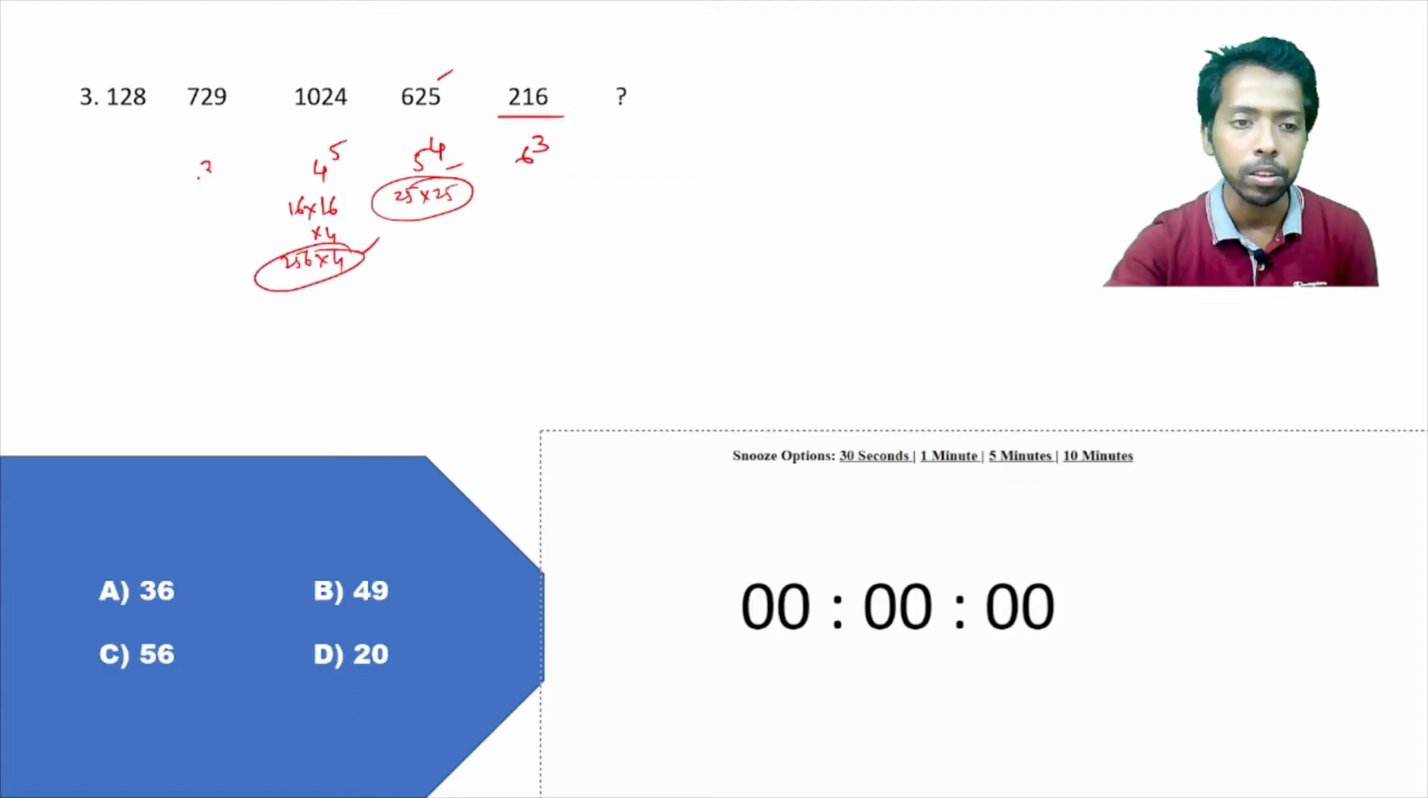And now this should be 3. So 3 to the power 6. So this is 9, 3 square, 3 square and 3 square. Total power is 6 here. So this is 729, right? Yes, this is the logic then. And this is 2 to the power 7. Now 2 to the power 7 gives 128.